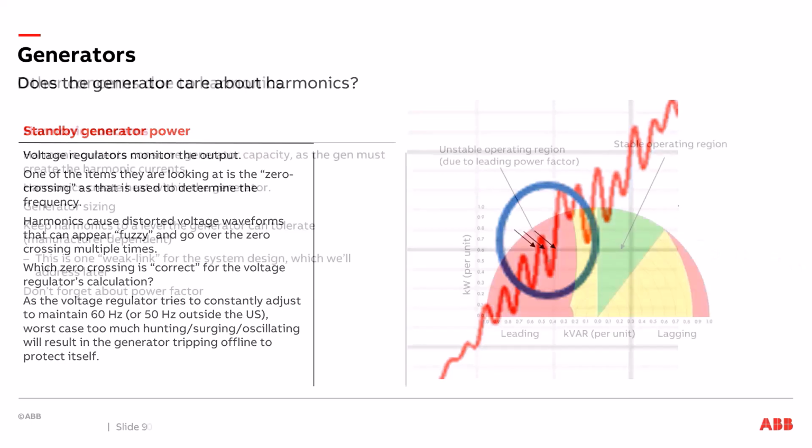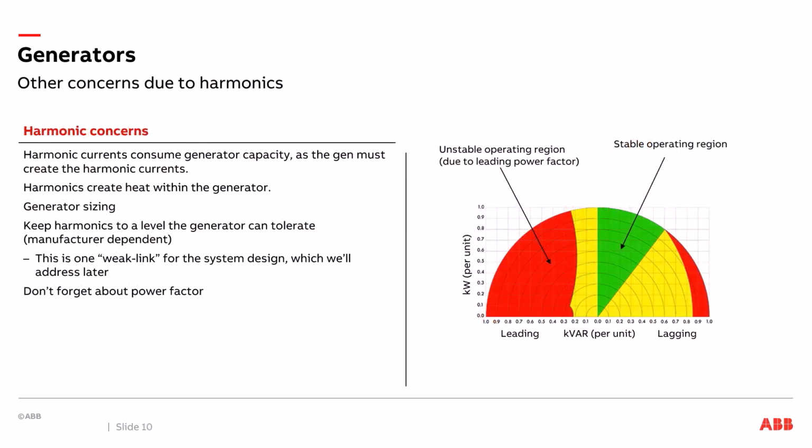Other concerns regarding harmonics and generators, well, harmonic currents that things like drives, your nonlinear loads are all consuming, well, that takes up some of the generator capacity. So the more nonlinear load you've got, the more nonlinear current draw you've got, the more almost, I don't want to call it wasted, but it's excess energy that the generator's got to produce that really doesn't have any practical use. So you've got the harmonic currents consuming some of that generator's capacity.